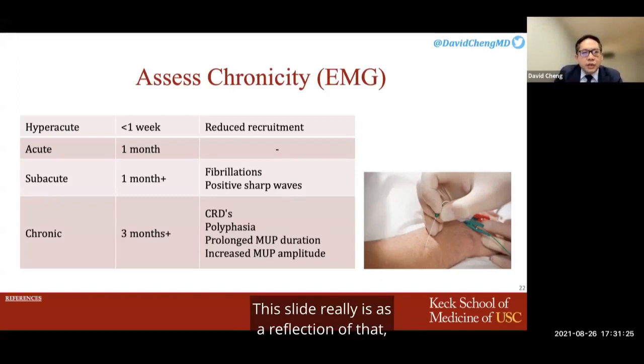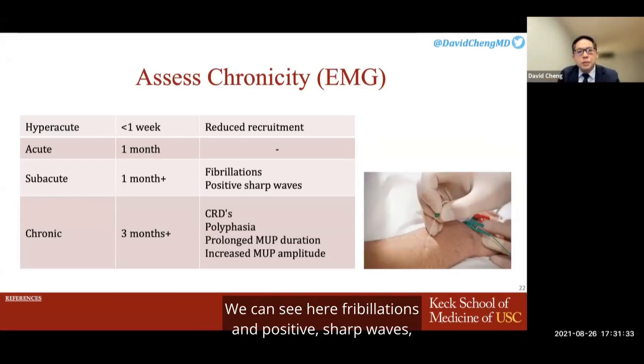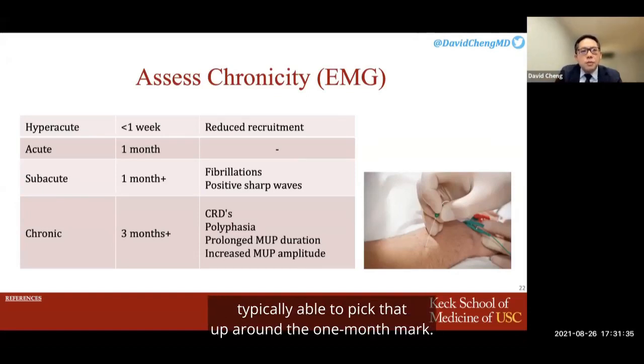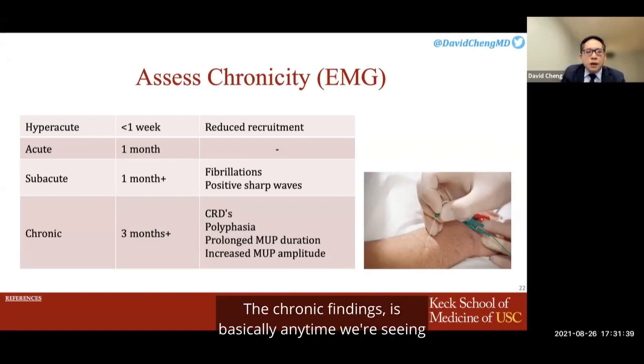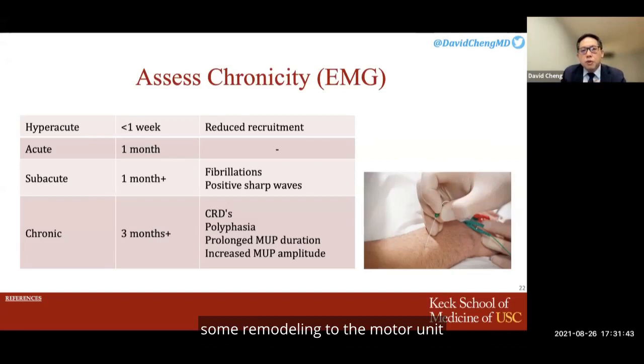This slide really is a reflection of that, is that through the needle study, we can tell how long the problem has been going on. We can see here fibrillations and positive sharp waves, typically able to pick that up around the 1 month mark. The chronic findings is basically any time we're seeing some remodeling to the motor unit.